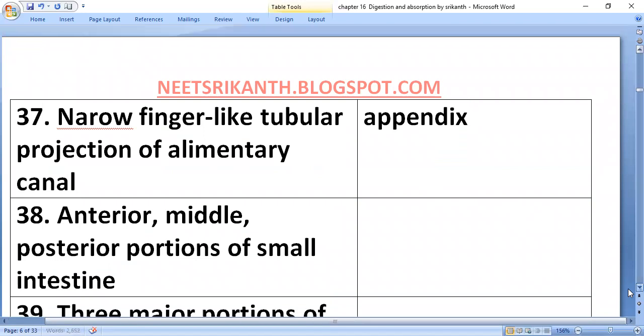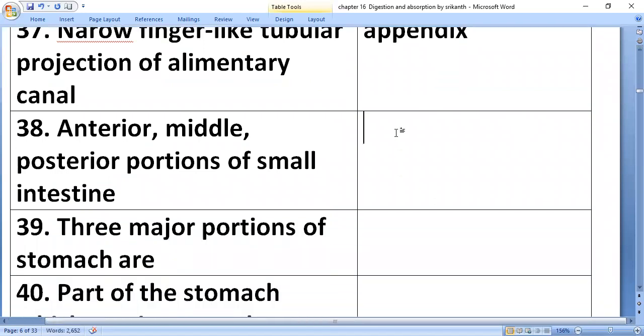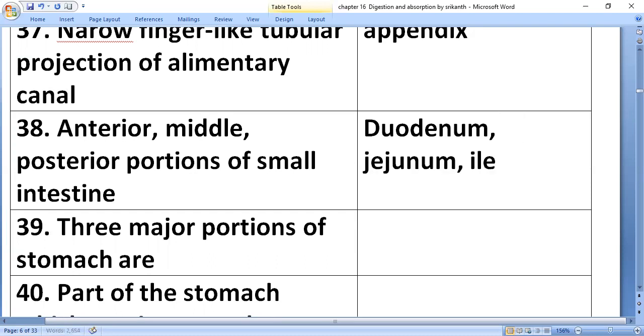Anterior, middle, and posterior portions of the small intestine: the duodenum is the anterior portion, the jejunum is the middle portion, and the ileum is the posterior portion.